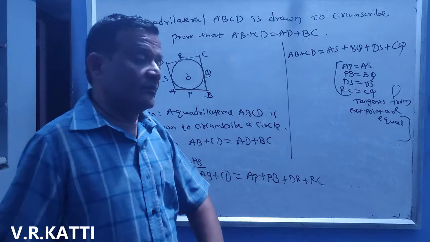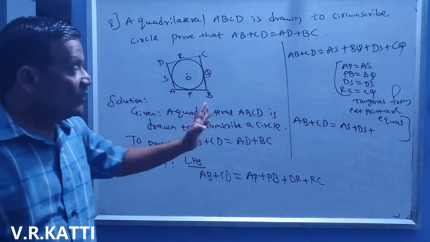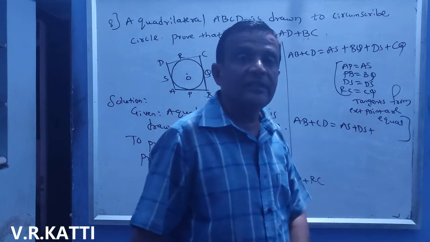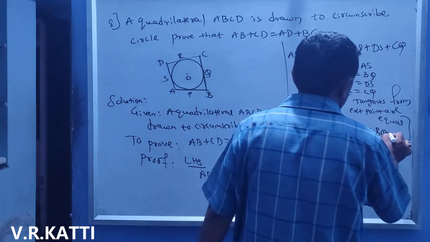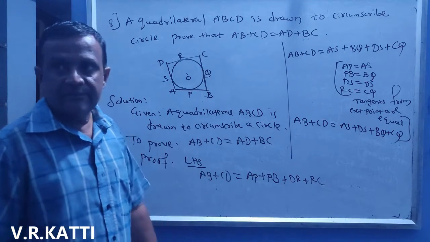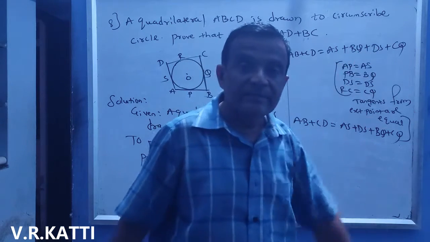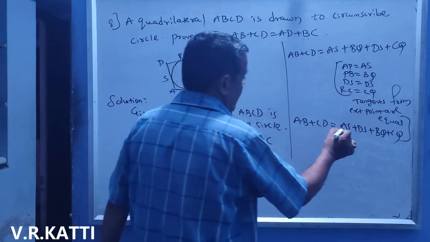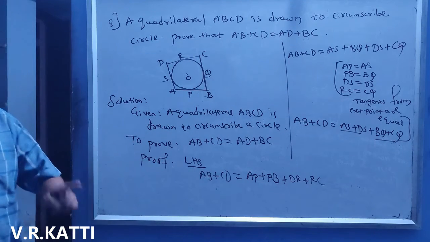Students, we need AD plus BC. So what is AD? AD is AS plus DS. So rearrange: AS and DS make one side, AS plus DS on one side. Now what is left, students? BQ plus CQ. AS plus DS, BQ plus CQ. Yes. Now underline the two terms.